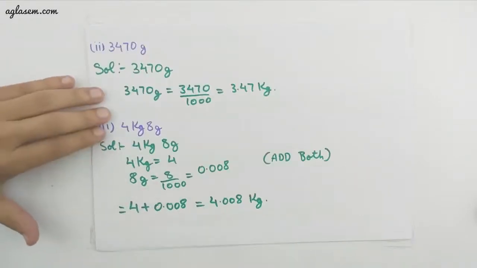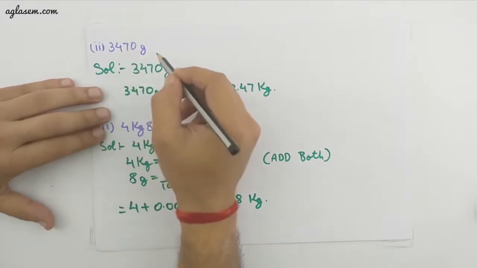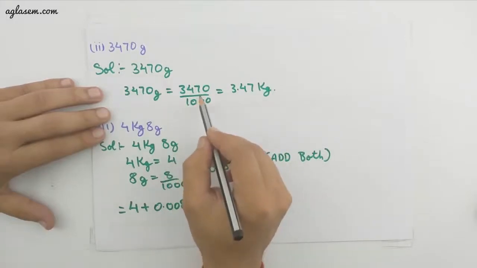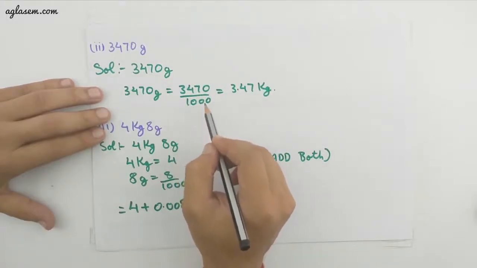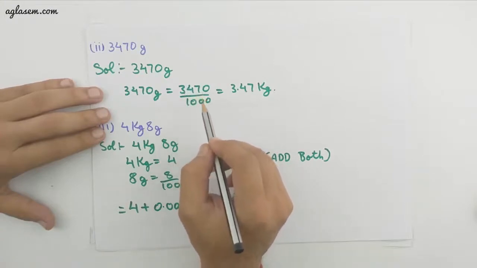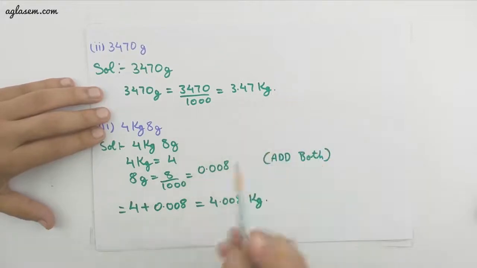The second part of this question is we have 3470 grams. We have to change it into kilograms. So we have to divide it by 1000. So 3470 upon 1000 will give us 3.47 kgs.